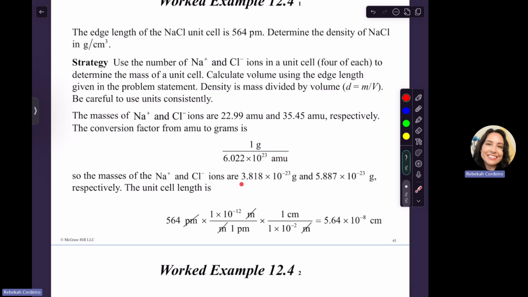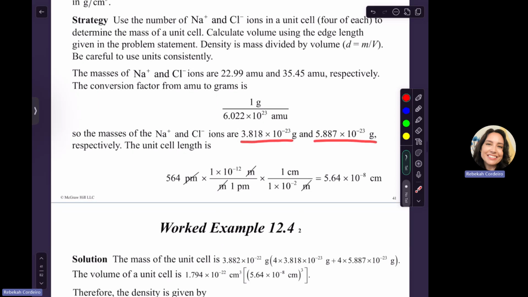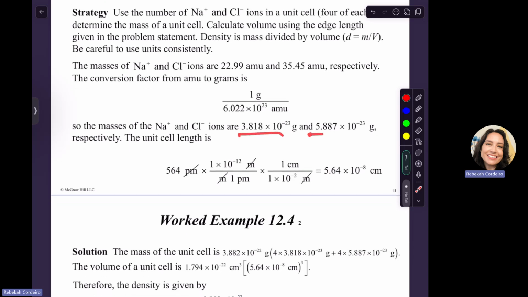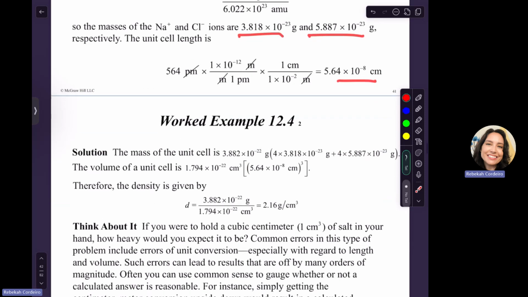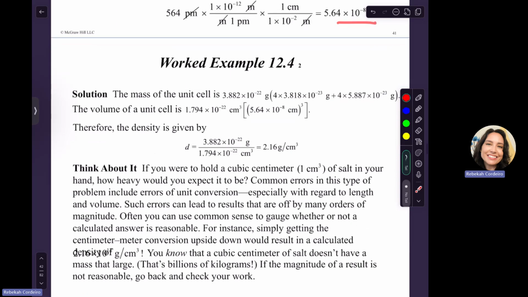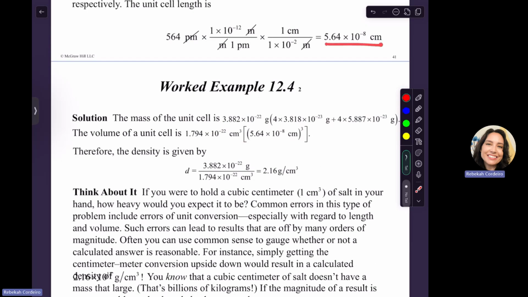In 1 unit cell, the mass of the sodium is going to be that number, and the mass of the chlorine is going to be that number. And then the length we can turn into centimeters, and we know the length cubed is going to be the volume. So we wanted the density, right? Mass over volume. So we have to add up 4 of these and 4 of these, and then divide by the volume. So the solution would be the mass of 4 sodiums, 4 chlorides, and the volume of the unit cell is that length cubed, and then we can divide them to get the density.